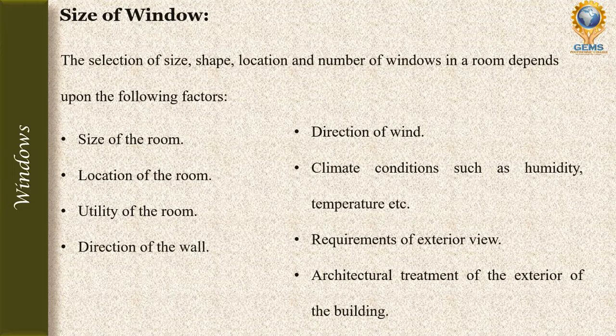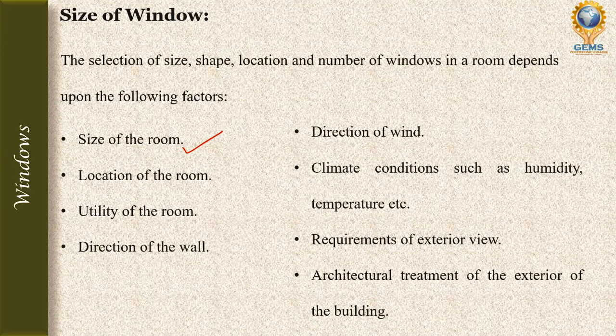So how can we choose the size of a window? The selection of size, shape, location and number of windows in a room depends upon the following factors. The first one is the size of the room, whether the room is a very large room or a small room. By that, we can find what shape of window, what size of window we need, and where it will be located.